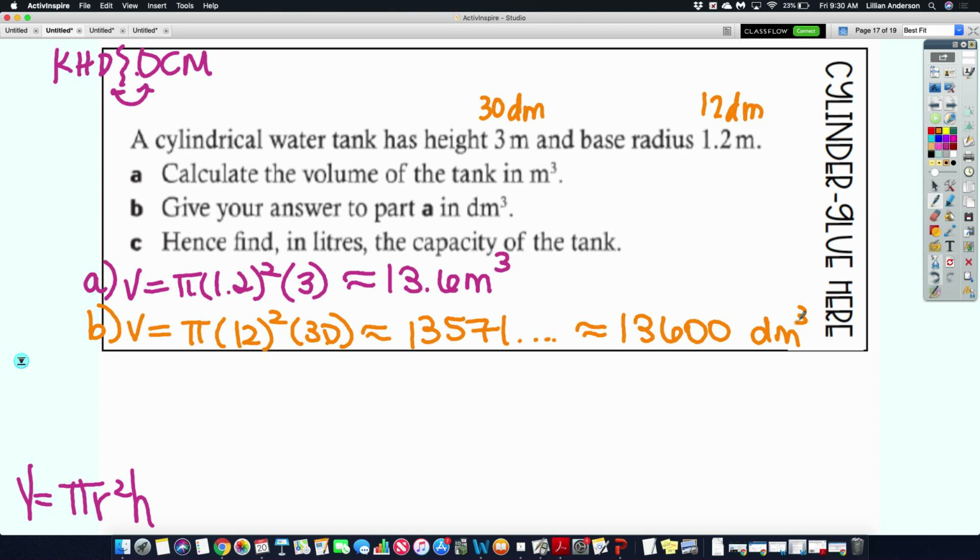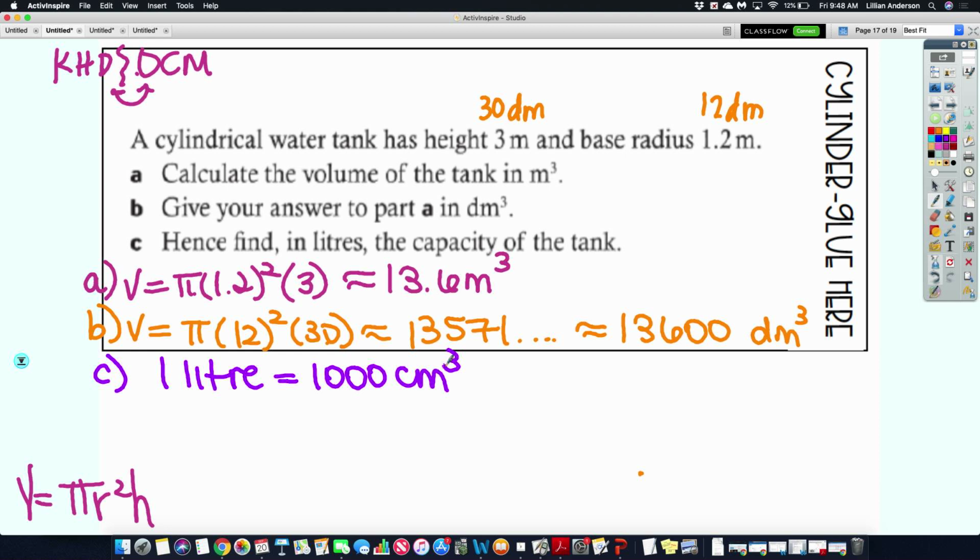Hence, find in liters the capacity of the tank. Now, this goes back to science and prior knowledge when it comes to math. Capacity in liters. What's the conversion? What is the conversion? Who knows it? So 1 liter equals 1,000 centimeters cubed. So we need to figure out what is the volume, probably in centimeters cubed, so that way we can make our conversion.